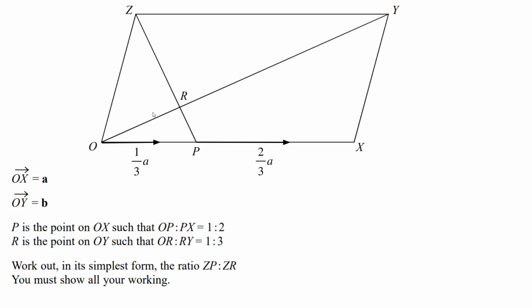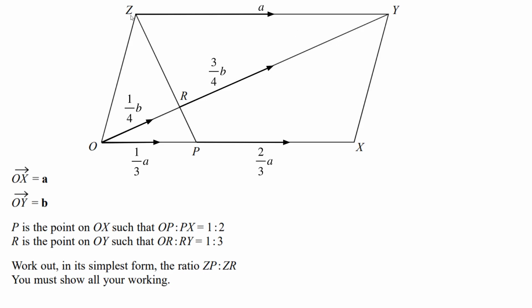We know that ZY is also A, because these are parallel, and they're the same if you know parallelogram properties. Then we can figure out what we're looking for: ZP to ZR. So we're comparing this full line to this small line. We can figure out ZP by going this way, and then this way. OY is B, so we'll go minus B. We'll put in the quarter: 1/4, 3/4, because 1 over 1 plus 3, and then 3 over 1 plus 3.